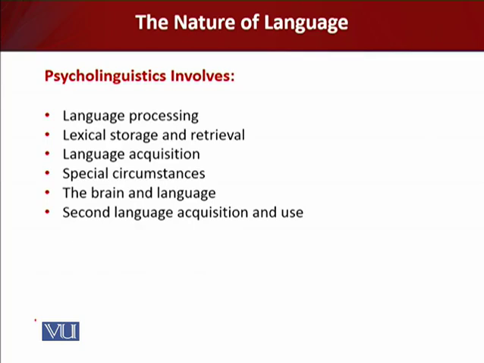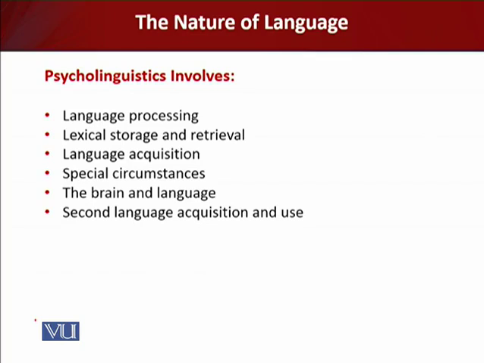Second is lexical storage and retrieval. That is the way words are stored in our minds and the way they are used. That is how we are able to map words onto objects such as ball and actions such as kick. So basically, mapping of words onto objects comes under lexical storage and retrieval.